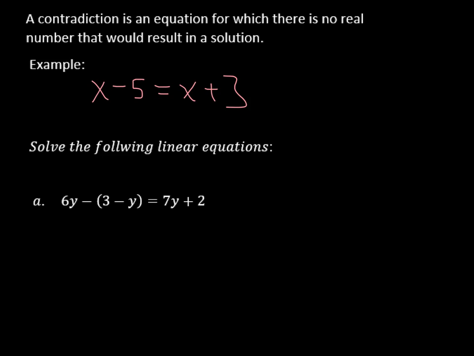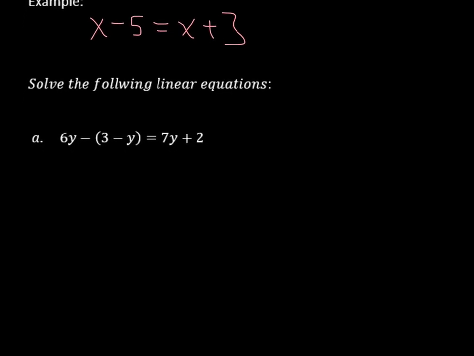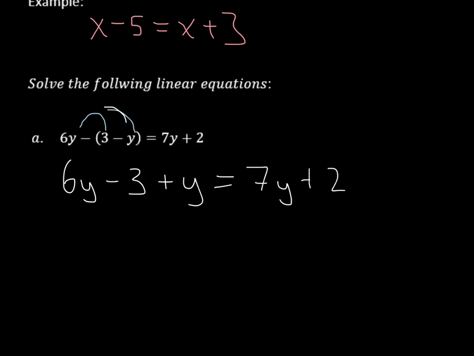So now let's take a look at how we would see this again. In a normal problem, it's not going to tell you it's an identity or a contradiction, so we need to follow the same steps we used before. We need to undo the parentheses. Remember, we distribute the negative in here, and so that's going to give us 6y minus 3, right? Negative times 3 is negative 3. Negative 1 times negative y, negative times a negative gives us a positive y, equals 7y plus 2.